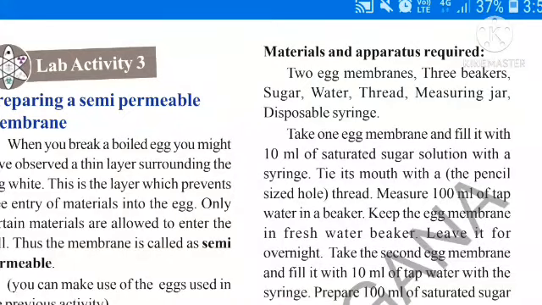Experiment of osmosis with egg membrane. The aim is to prove osmosis through the semi-permeable membrane of an egg. Materials: 2 egg membranes, 3 beakers, sugar, water, thread, measuring jar, disposable syringe, etc. Procedure: take 1 egg membrane and fill it with 10 ml of saturated sugar solution with a syringe. Tie its mouth with a thread.